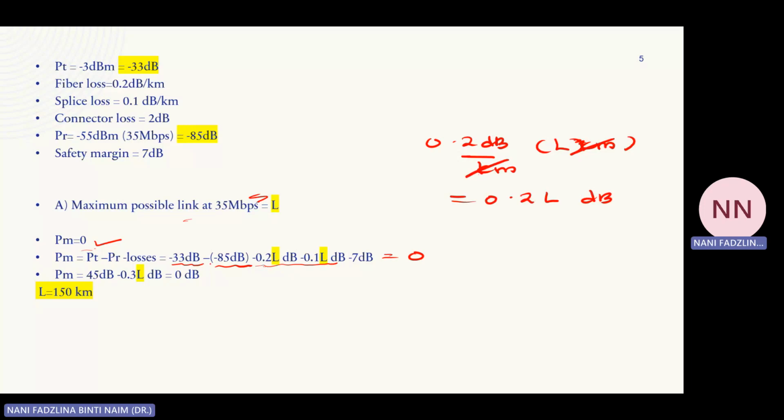By simplifying this equation, I will get 45 dB minus 0.3 L dB equal to 0 dB. So 45 minus 0.3 L equals 0. Simplify this and you will get L equal to 45 divided by 0.3, which is equal to 150. Remember that the unit of L is kilometer, so you just put kilometer here. So the maximum link length that it can go is 150 kilometer.